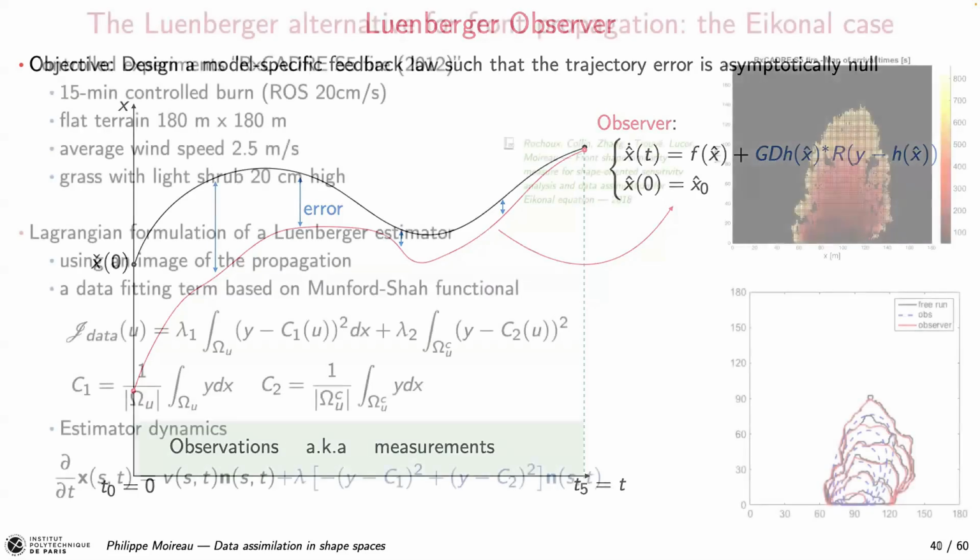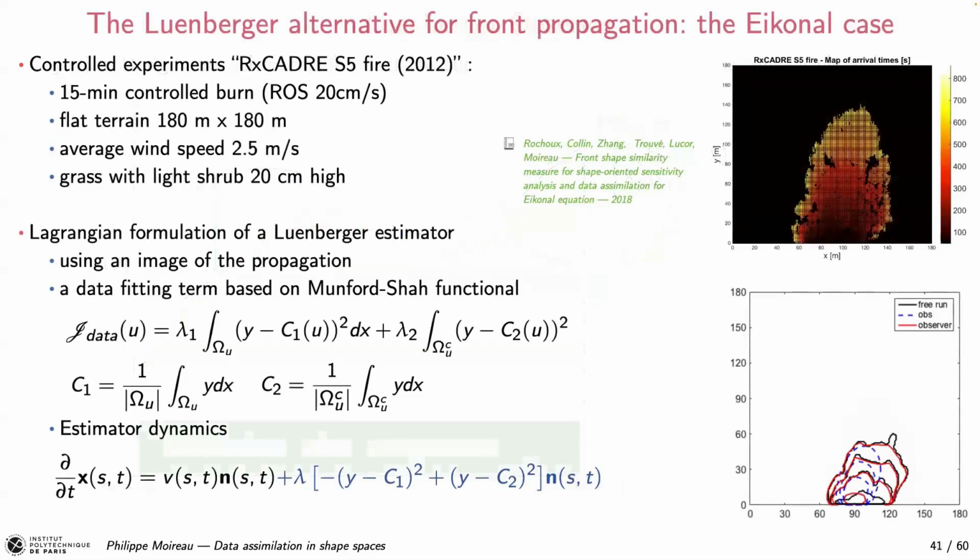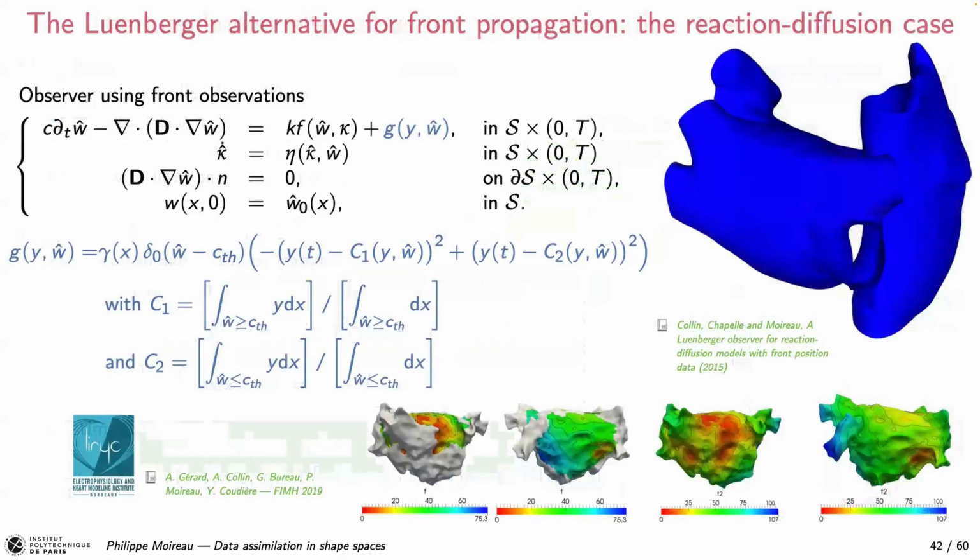And so numerically, it works pretty well. You see, this system is called an observer, and it converges to the true value. We did that for the reaction diffusion problem, where again we put a correction here that takes into account the derivative of the Mumford-Shah functional.